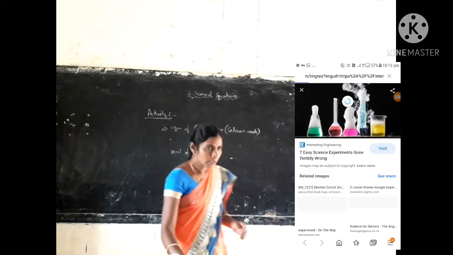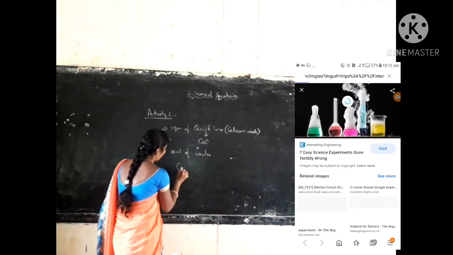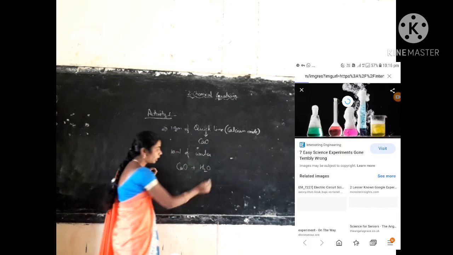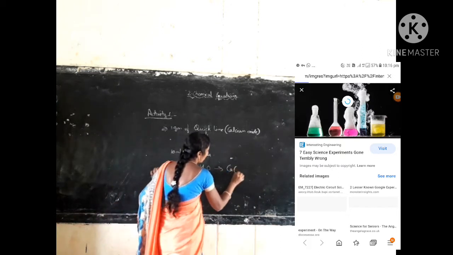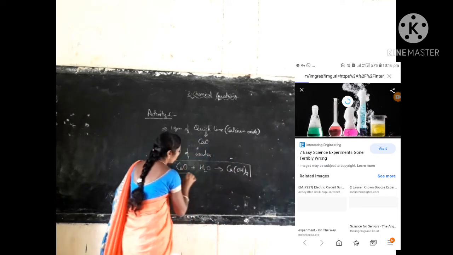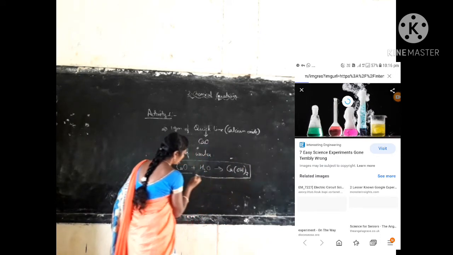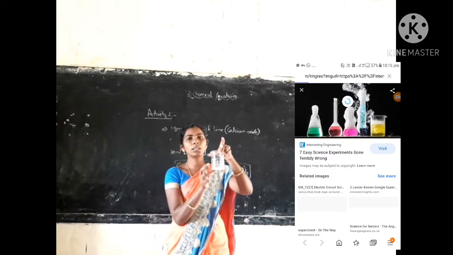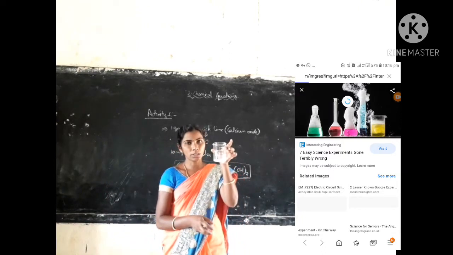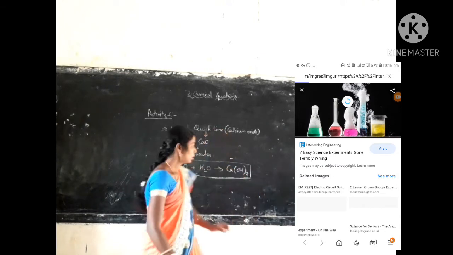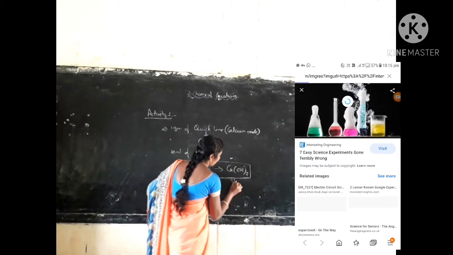So see here, CaO on reacting with water. What is the water formula? H2O. Okay, when they are reacting, they are forming calcium hydroxide. So this white color liquid is nothing but your calcium hydroxide. Okay. So it is also called slaked lime.